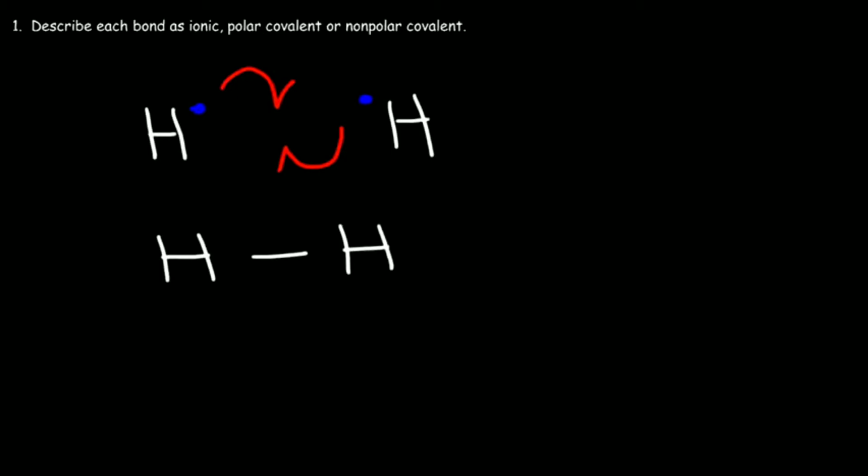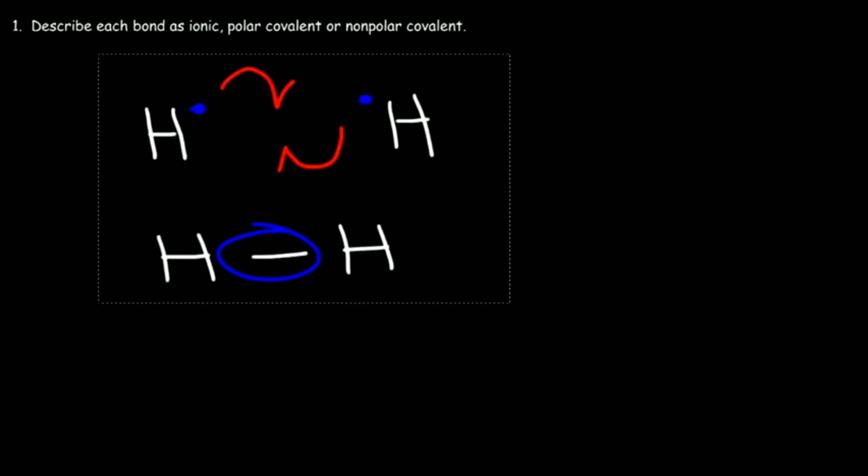In an ionic bond, you had a transfer of electrons. Sodium gave up an electron, chlorine accepted it. But here, both hydrogen atoms contributed an electron to create this covalent bond. And so that's why it's not ionic, but it's covalent. You have a sharing of electrons as opposed to a transfer of electrons.